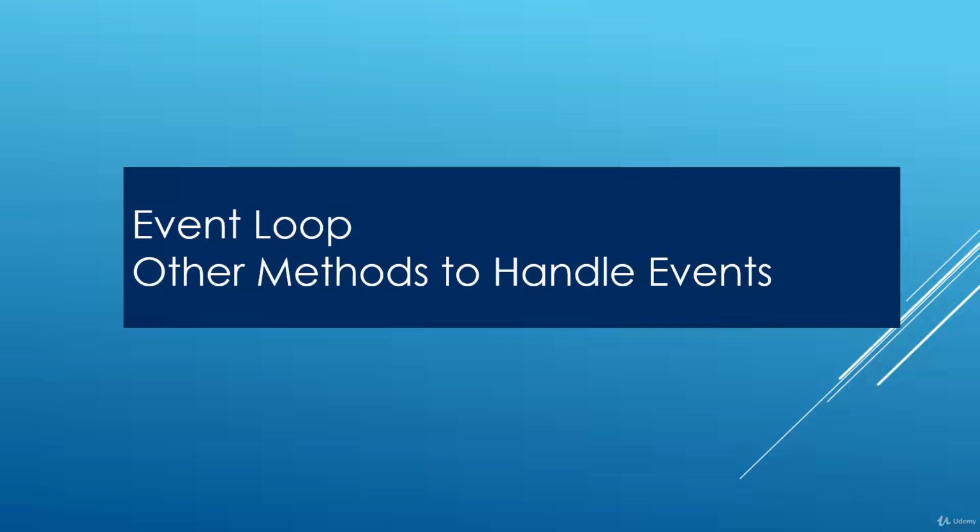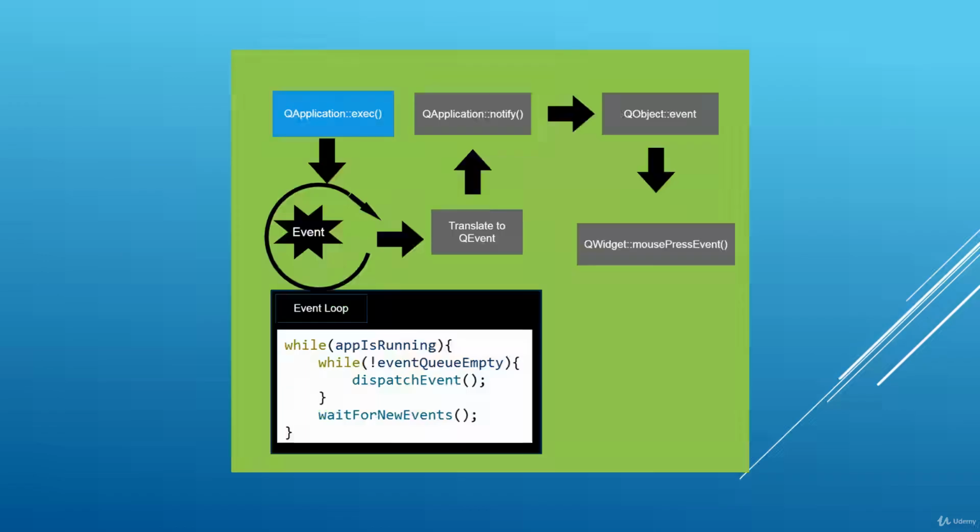In this lecture, we're going to look at the event loop and some other methods that are available to you to handle events in your application. When you run your Qt application, you start something we call an event loop. This is triggered by the QApplication exec call in your main CPP file usually.